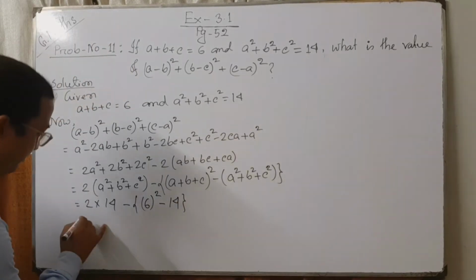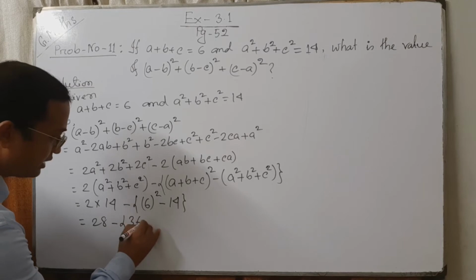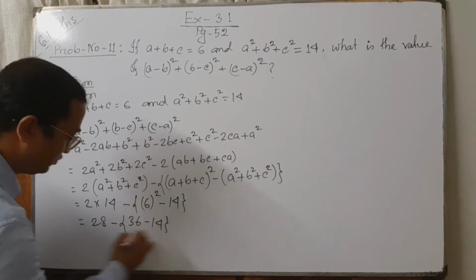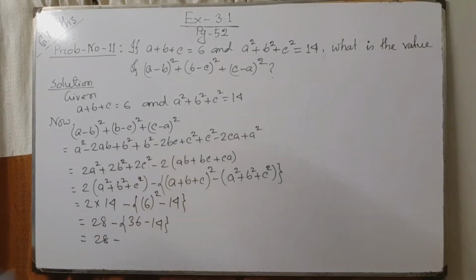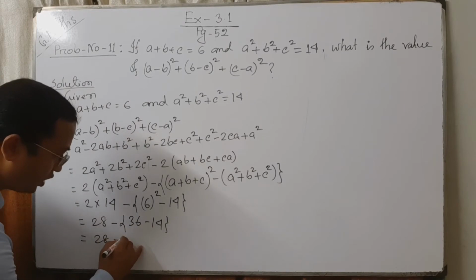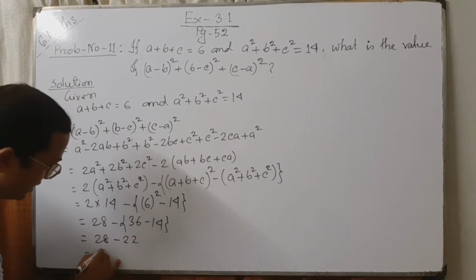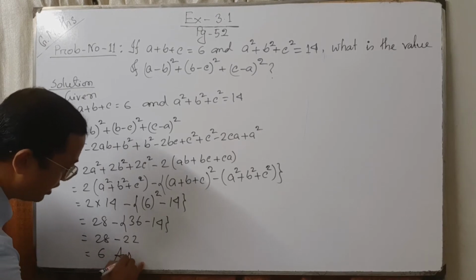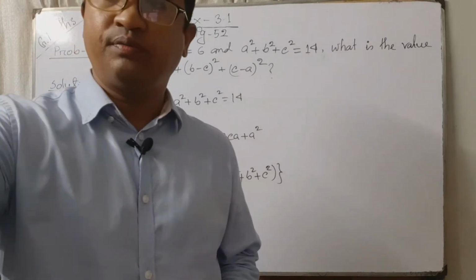So what does it become? 28 minus (36 minus 14). That is 28 minus, what is the value of 36 minus 14? That is 22. So 28 minus 22, that is 6. 6 is our required answer. I think you have understood very well.